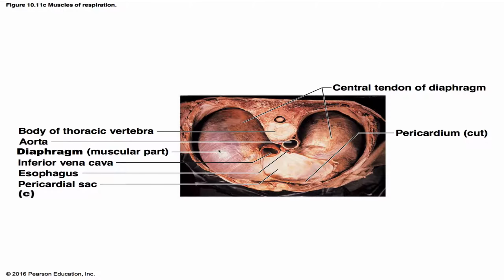So this is a picture of a cadaver, and they're showing you the diaphragm over here. This is the muscular part of the diaphragm, and you can see the central tendon of the diaphragm. This is going to be your thoracic vertebrae, and these are the 2 blood vessels. This is the inferior vena cava, and this is the aorta. This blood vessel is returning all the blood from the lower part of your body back to the heart, and this is the blood vessel that's taking the blood away from the heart, the aorta.